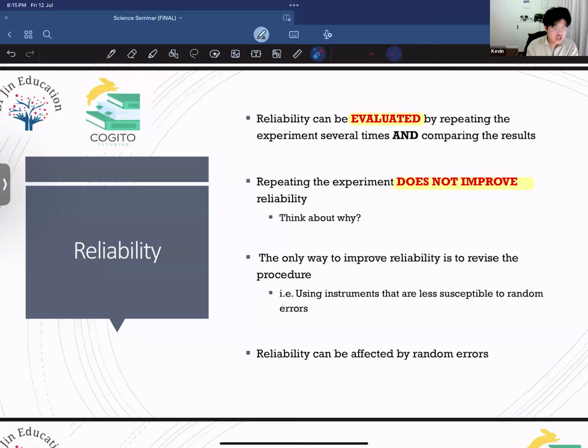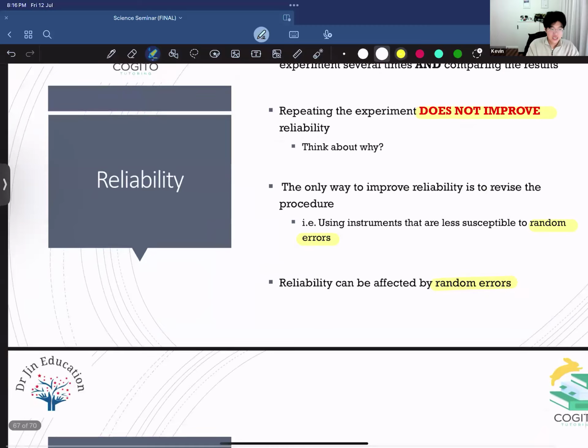So you can change the method a little bit. For example, you can use instruments that are less susceptible to random error. Random errors are random, obviously, so they can make your results unreliable. So maybe you can use instruments that are less susceptible to that random error. Like I said here, reliability can be affected by random errors, so try to minimize that.